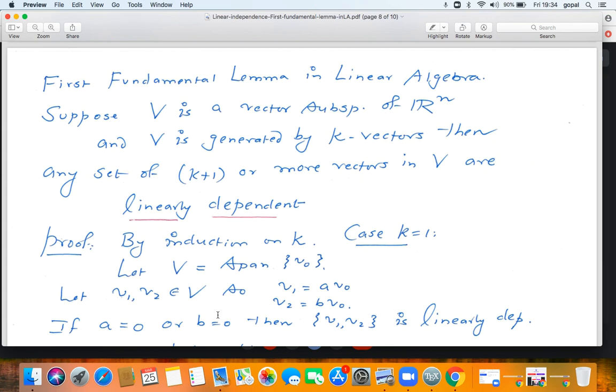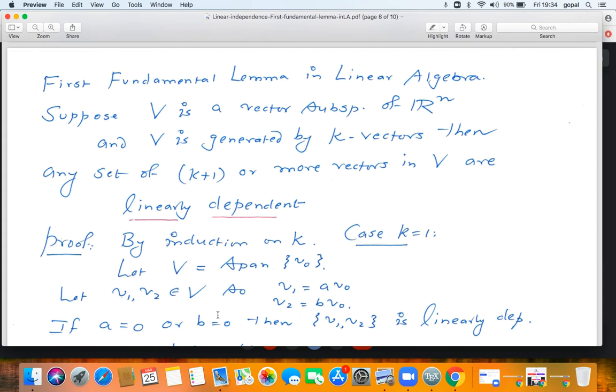As an illustration, let us take R2. R2 is a vector space, a vector subspace of R2. It is generated by (1,0) and (0,1). So R2 is a vector space generated by 2 vectors. So if I take 3 vectors in R2, they will be linearly dependent. One of them can be written as a linear combination of the other 2. They are already coplanar because the 3 vectors are sitting in the same plane, R2. So that's an illustration.